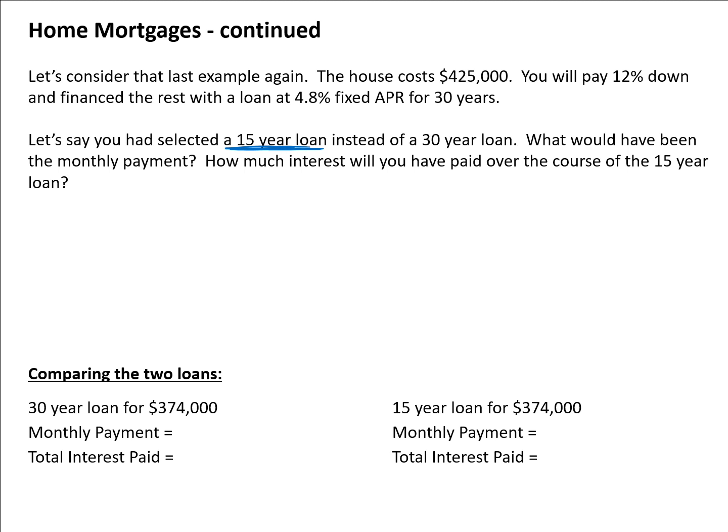of the loan. So remember, the house costs $425,000, but we paid 12% down, so the loan was actually for $374,000. So when I go to work out the payment with a 15-year loan, we're going to say equals PMT for payment. The interest rate is still the same, 0.048 divided by 12, because I need a monthly interest rate.